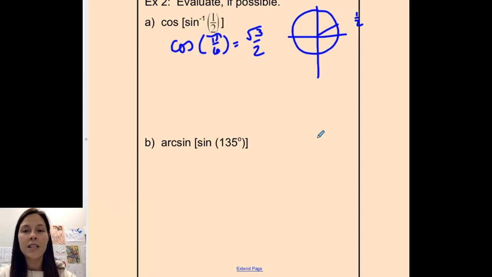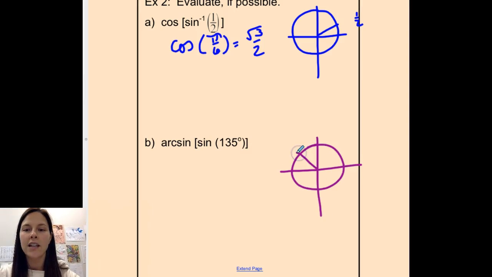Our next one looks like it should be straightforward. We've got the arcsine of the sine function. They should just cancel each other out, leaving us with 135 degrees. But with these restricted domains, that doesn't always happen. 135 degrees is not in the range of our arcsine function, so it is not the angle of rotation that our sine inverse or arcsine will give us. So we have to think about what is the sine value at 135 degrees.